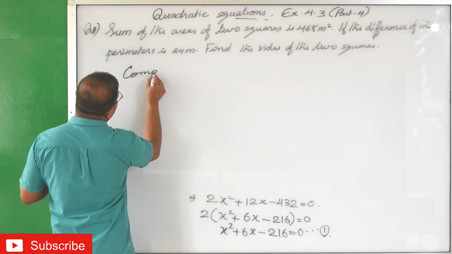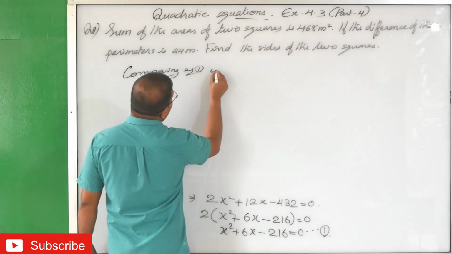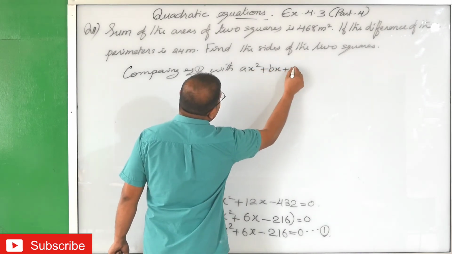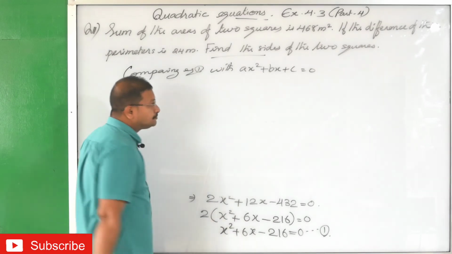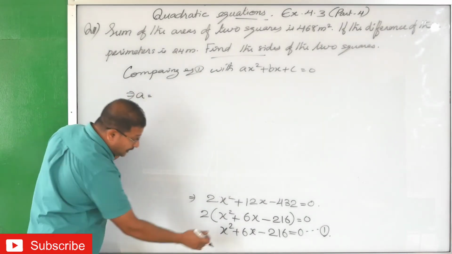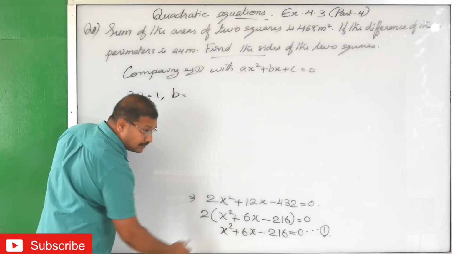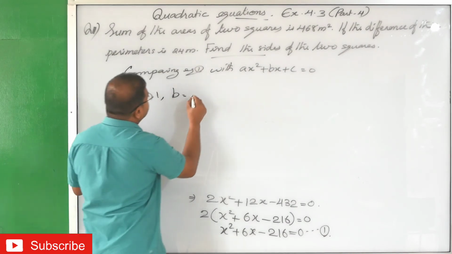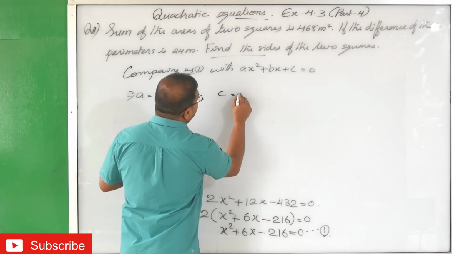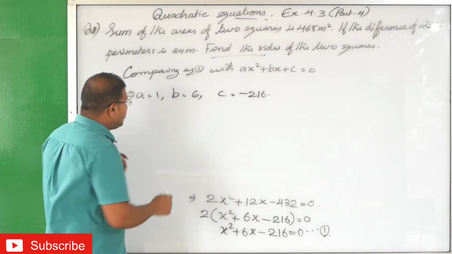Comparing equation 1 with ax square plus bx plus c equal to 0. Ready? This implies what is the value of a? Near to x square, that is 1. What is the value of b, which is near to x? That is 6. What is the value of c? That is minus 216. Minus is there.